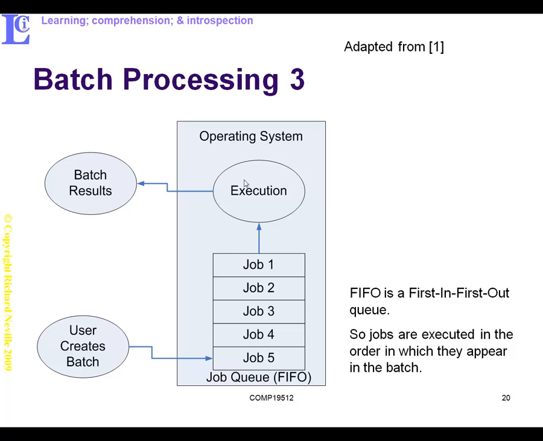The first thing to realize is the human operator will create the batch out of a number of jobs, and here we've got 5, job 1 to 5. They're normally put in a sequential queue. This is terminologically speaking called a first in first out queue. That means this job is the first in and this is the last. This will be the first out of the queue.